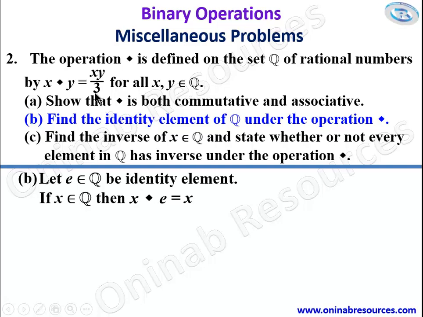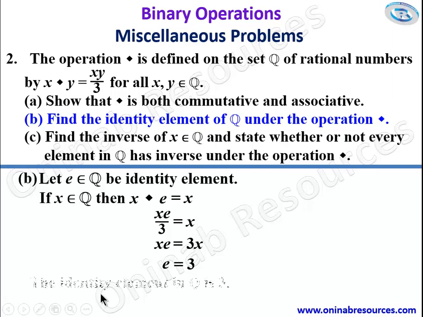So by this operation, it is going to be xe over 3 is equal to x. If we cross multiply, we have xe is equal to 3x. Dividing both sides by x, e is equal to 3. So having gotten e to be 3, we say the identity element in Q is 3. So we are done with that.